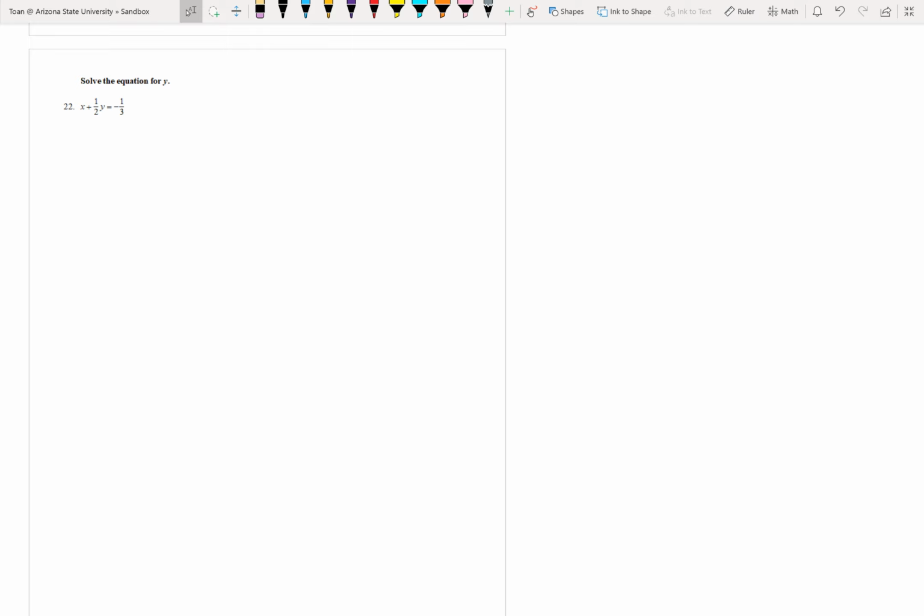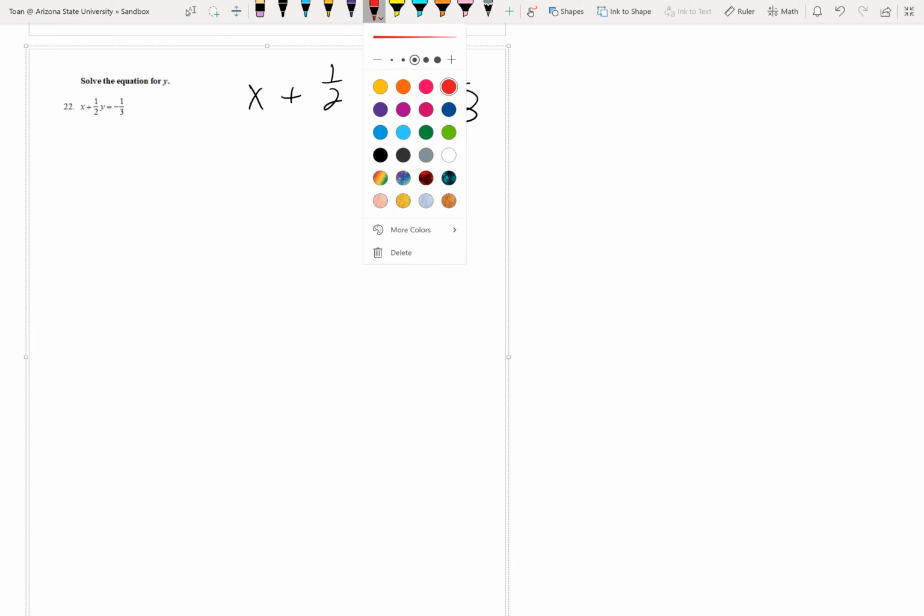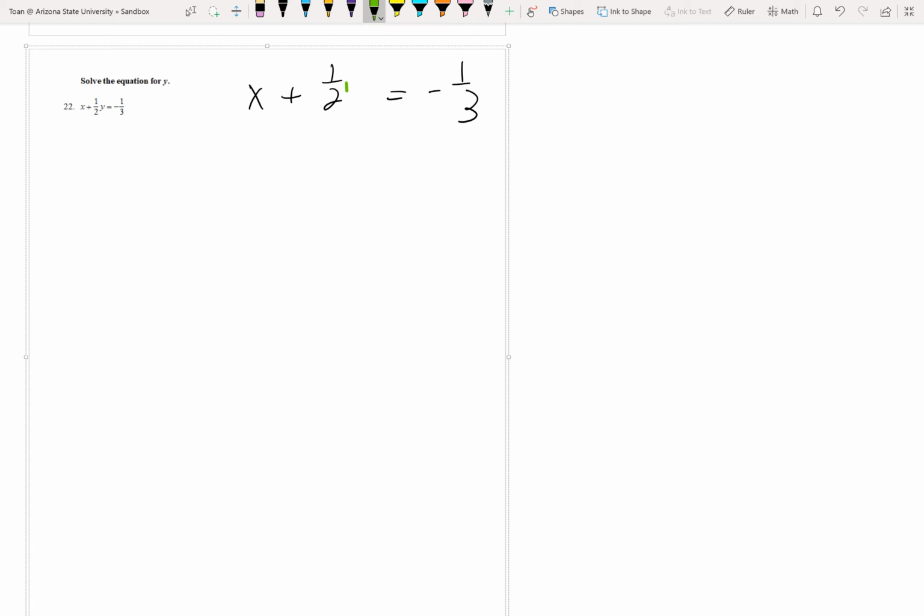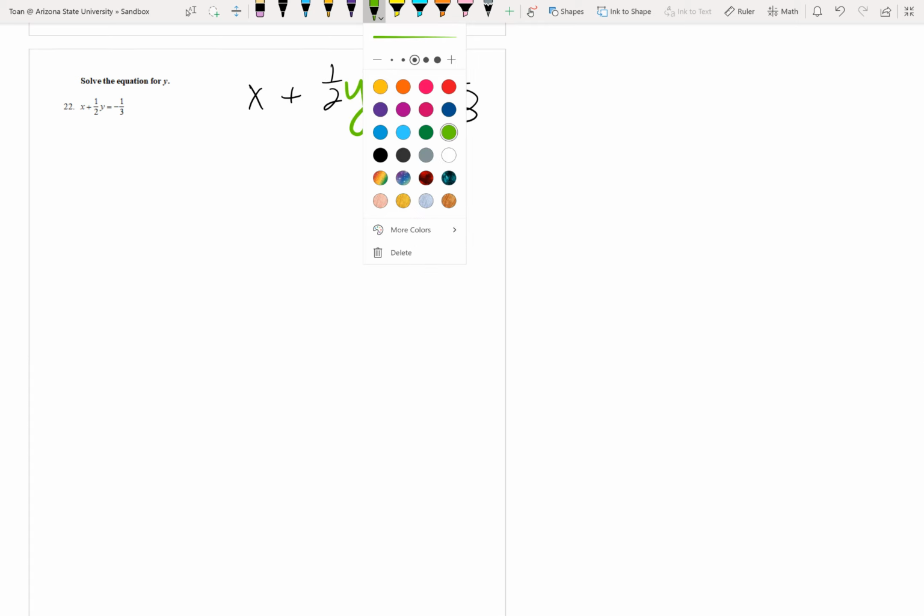Number 22, solving an equation for a different variable. The only reason why this is, quote, hard is I toss in some fractions, but the idea should be the same. If I'm solving for y, it's as if I'm highlighting the y here. So let's see if I can use the yellow. Oh, close enough. It's as if I'm highlighting the y here.